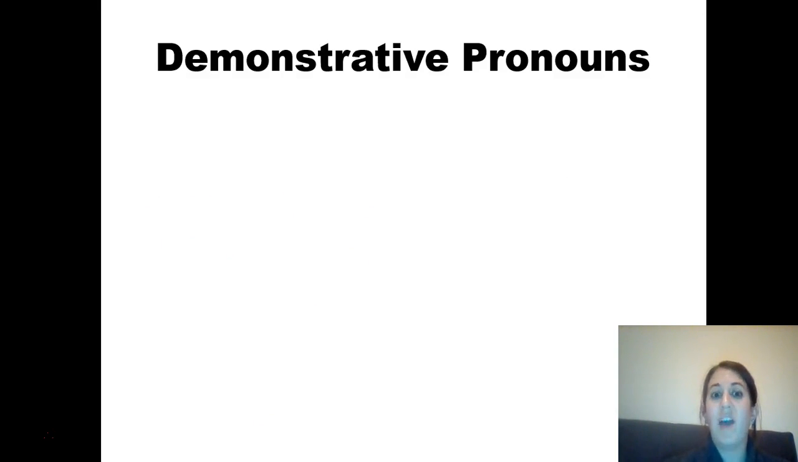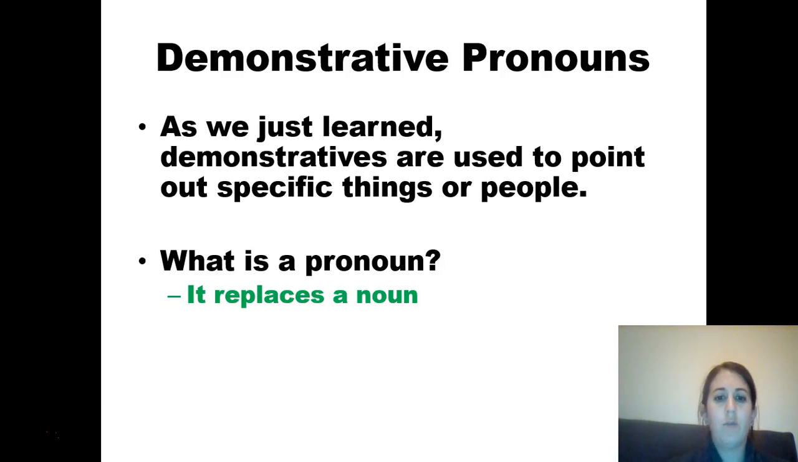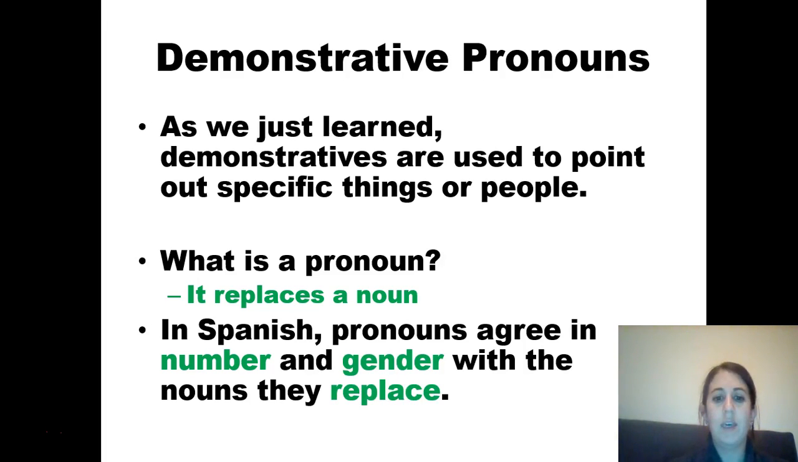So we talked about demonstrative adjectives. Now we're going to talk about demonstrative pronouns. So again, the demonstrative is used to point out specific things or people. So remember, a pronoun replaces a noun. An adjective is describing that girl. But if I want to say that one, then I'm going to use the demonstrative pronoun. Again, in Spanish, pronouns agree in number and gender with the nouns they replace.